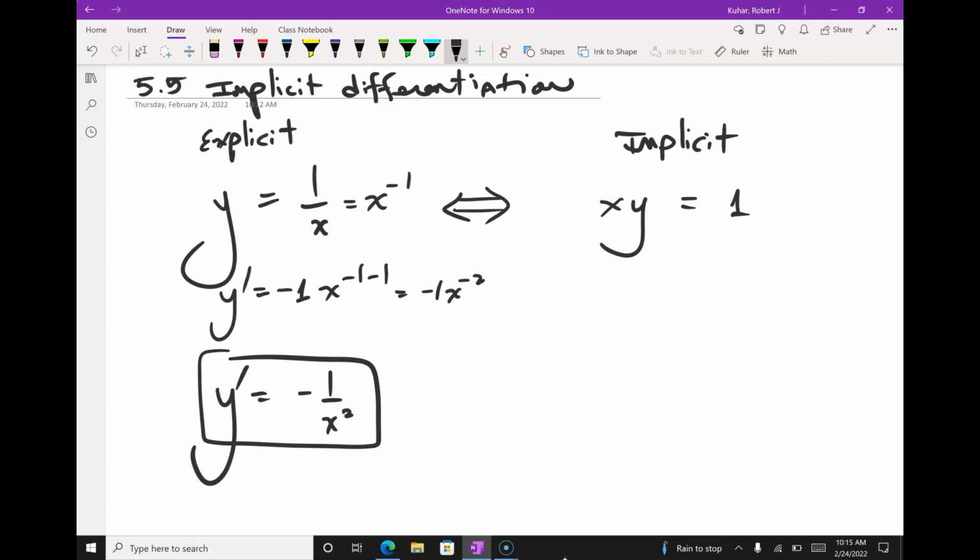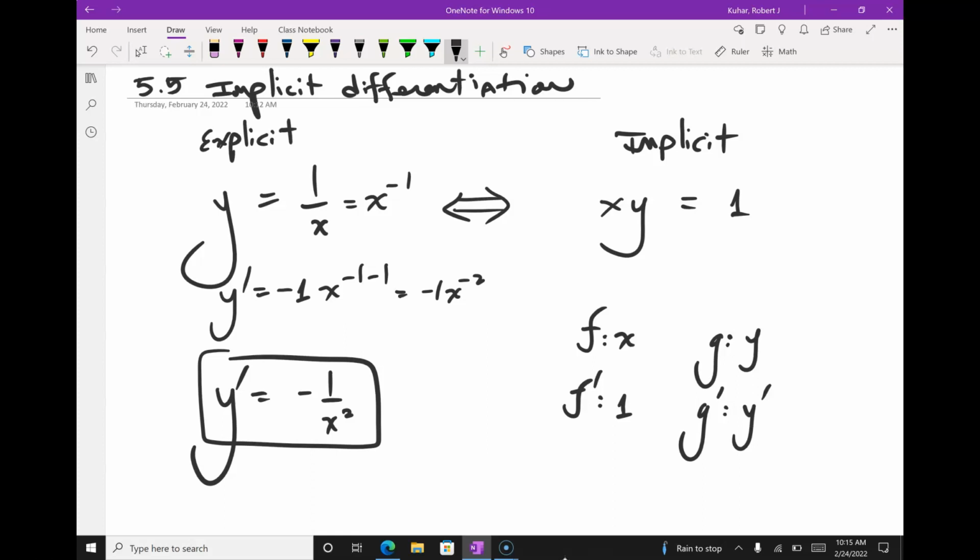Implicit, notice what I'm going to have to do. What do I have on the left-hand side here? A product. So the first function is x. I know how to differentiate in terms of x. This is what? Derivative. 1. The second function g is y. And whenever I've taken a derivative of y, what do I get? y prime. So g prime is y prime. That's how easy it is.